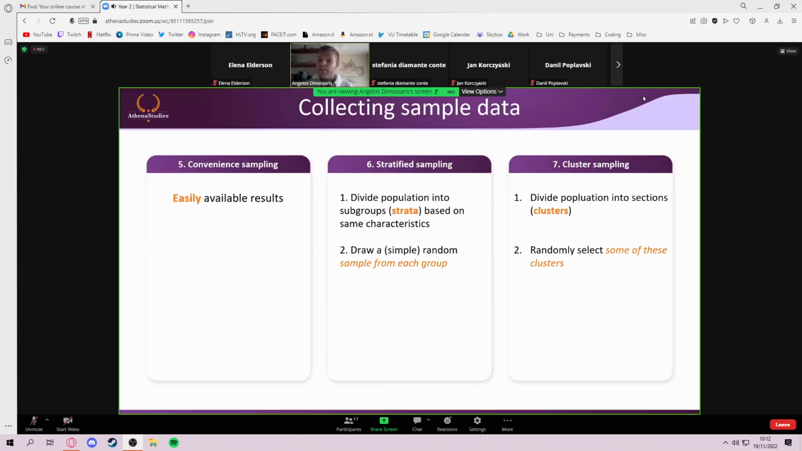Now in cluster sampling, you divide the population into sections. Again, there are subgroups. In this case, we call them clusters. But now you don't select people from all of these groups. You just select some of these clusters, and take all of their members. Does it make sense so far?